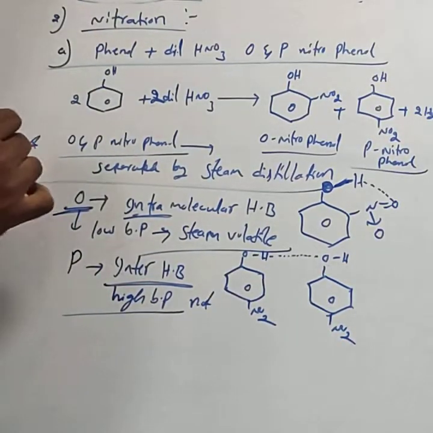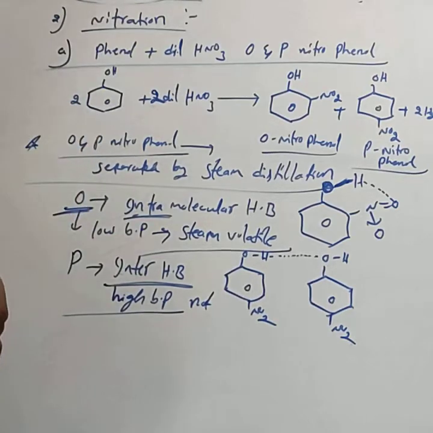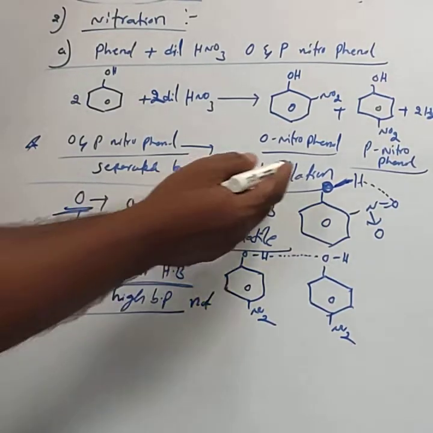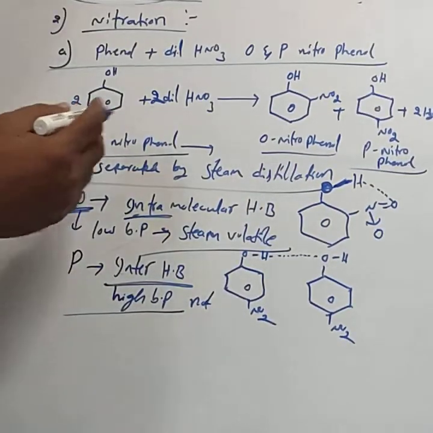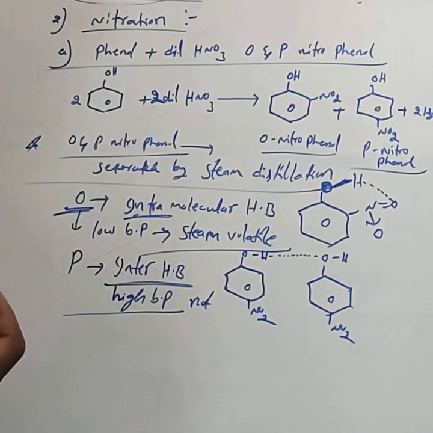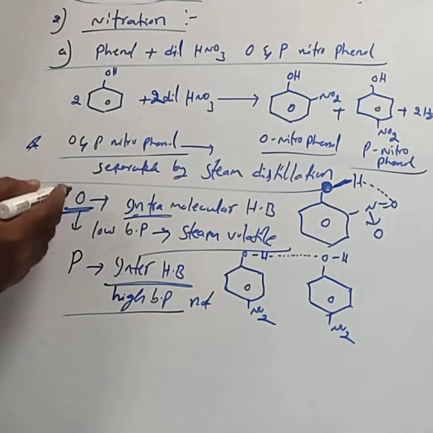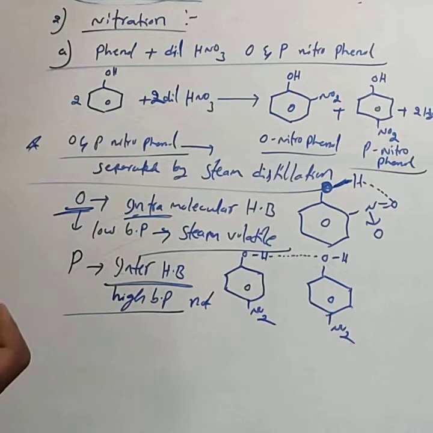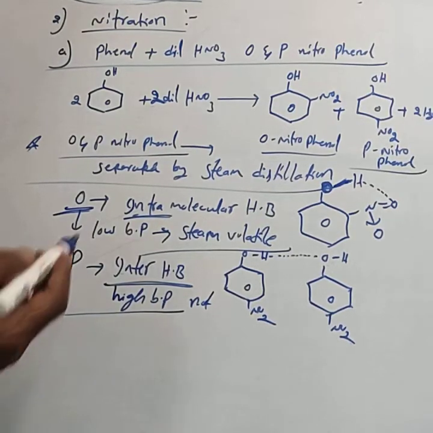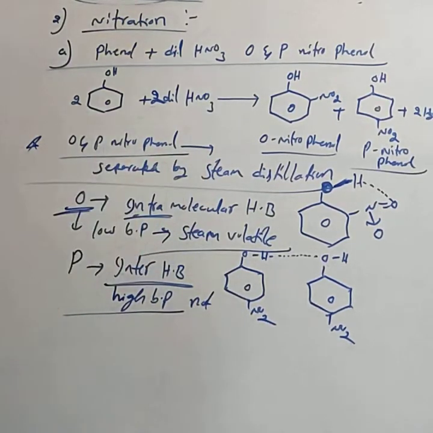This is important for competitive exams as well as for the 1 mark. Orthonitrophenol, name the method used to separate, that is steam distillation. Among ortho and para-nitrophenol, which one is steam volatile? It is orthonitrophenol. Why is orthonitrophenol steam volatile? It involves intramolecular hydrogen bonding. This is about the reaction with dilute nitric acid.